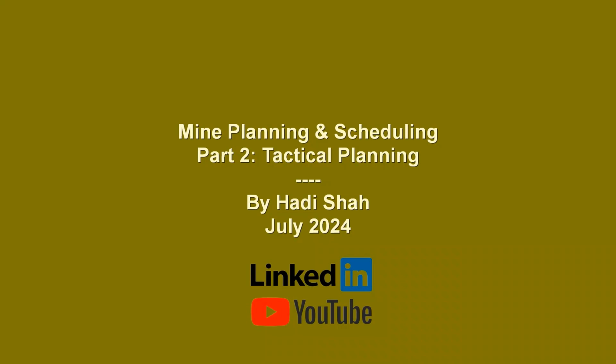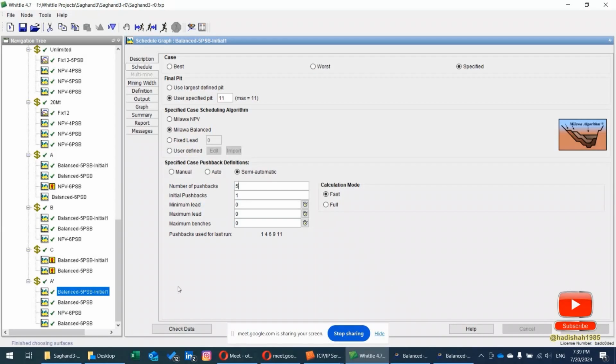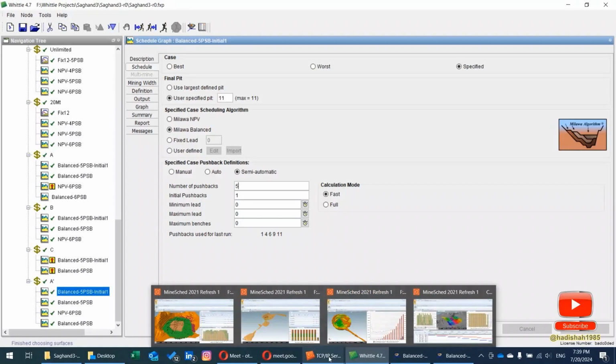Well, after taking a very brief look over the steps that we pass when pit optimization and strategic mine planning, as we saw some of the inputs, the settings, adjustments, as well as outputs. Now we can take a look at the next step, that is tactical mine planning.